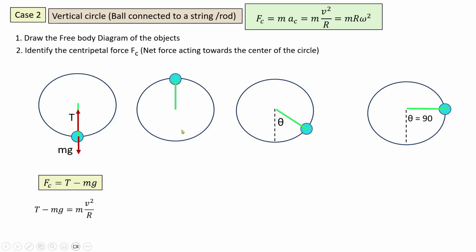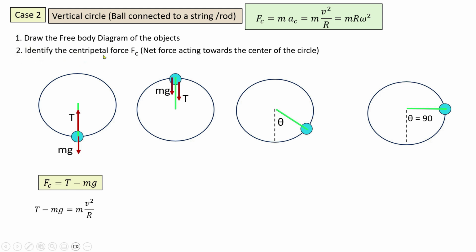Now, considering the second situation where the ball is at the topmost point, the weight mg always acts downwards. So even in situation 2, mg acts downwards. But remember, the direction of tension is always away from the ball. So in this case, going away from the ball would mean going downwards. So tension will be downwards. So step 1 is done.